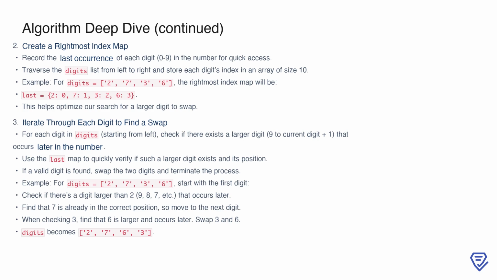with the current one. After building the map, we iterate through the list of digits to find a valid swap. For each digit, we check if there's a larger digit that appears later in the list. Using the rightmost index map, we can quickly determine whether such a digit exists and its position. For example, starting with 2, we find that 7 is already in place. Moving to the digit 3, we see that 6 is larger and occurs later. We then perform the swap, which transforms the list into 2, 7, 6, 3.